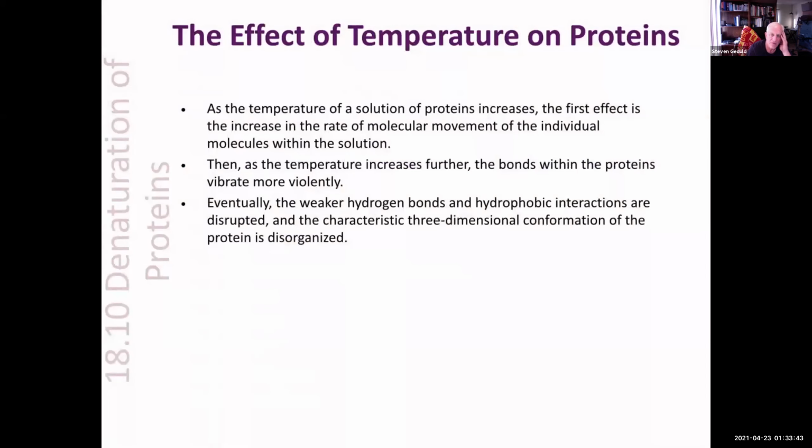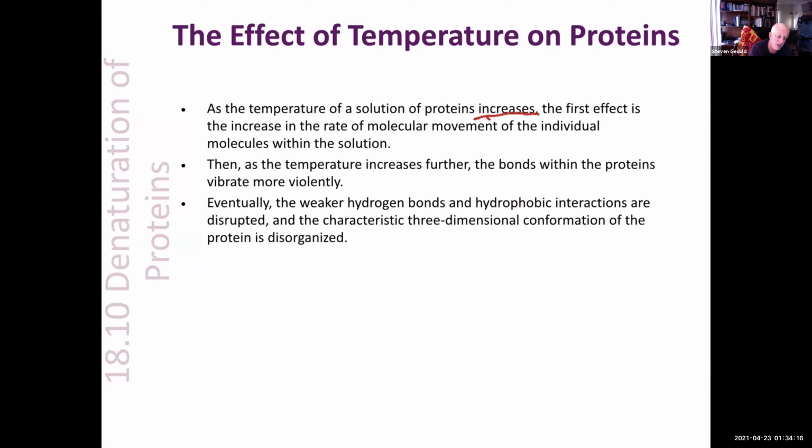Okay. The effect of temperature on proteins. As the temperature of a solution of protein increases, the first effect is the increase in the rate of molecular movement of the individual molecules in the solution. So when you heat something up, the molecules in the solution move faster. That's what first happens, which makes sense, right? And you're putting more kinetic energy into it. Then as the temperature increases further, the bonds within the proteins begin to vibrate more violently, and those bonds are going to start to break.